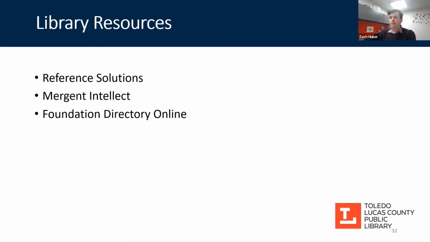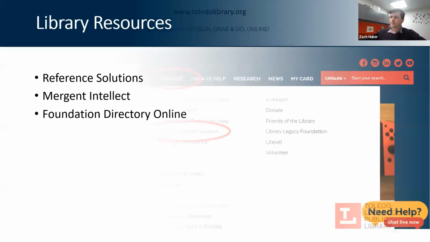But then we'll go over some library resources that can also help you get this information. If you don't have a library card, it's free for anyone in the state of Ohio to get a library card. Anywhere in Ohio, you can do so online and get instant access to our databases. If you haven't received a library card from the Lucas County Public Library, it's very easy to do so. The three databases that I'll show you today are Reference Solutions, Mergent Intellect, and Foundation Directory Online.